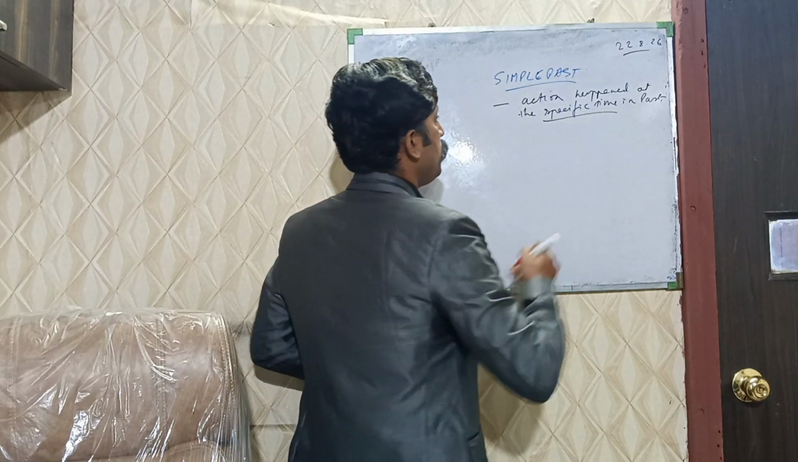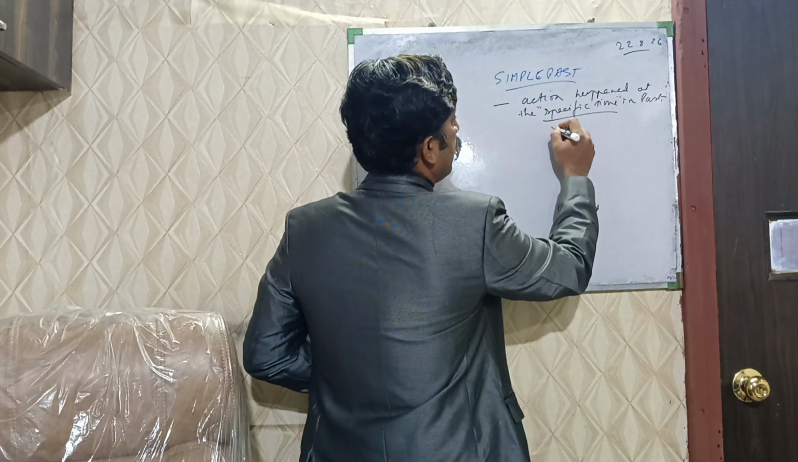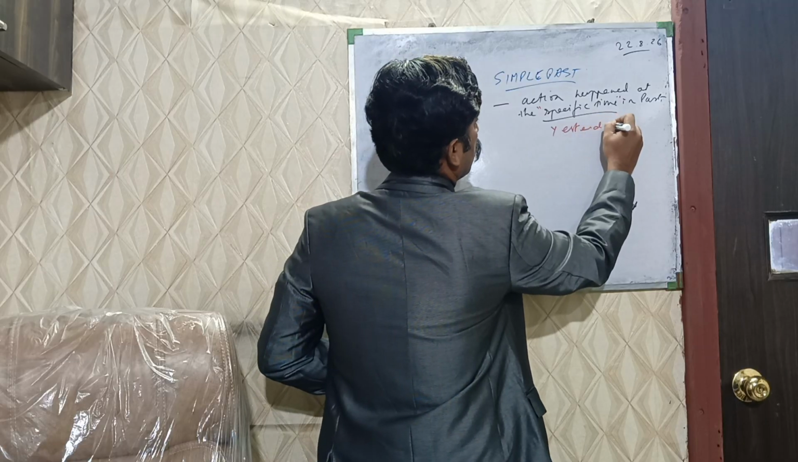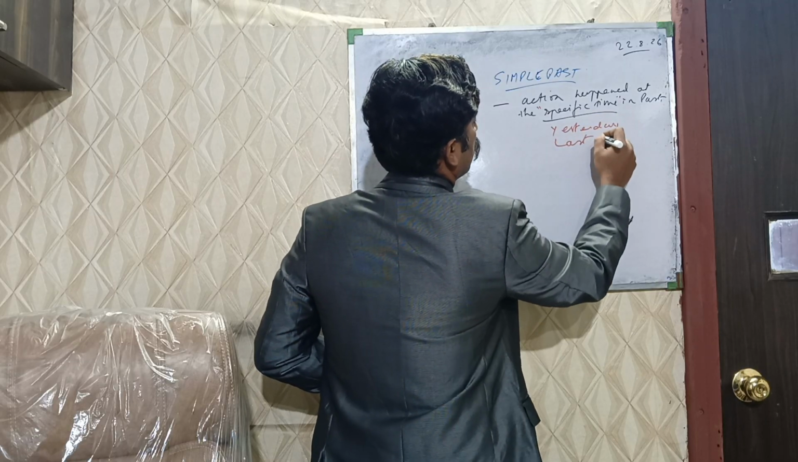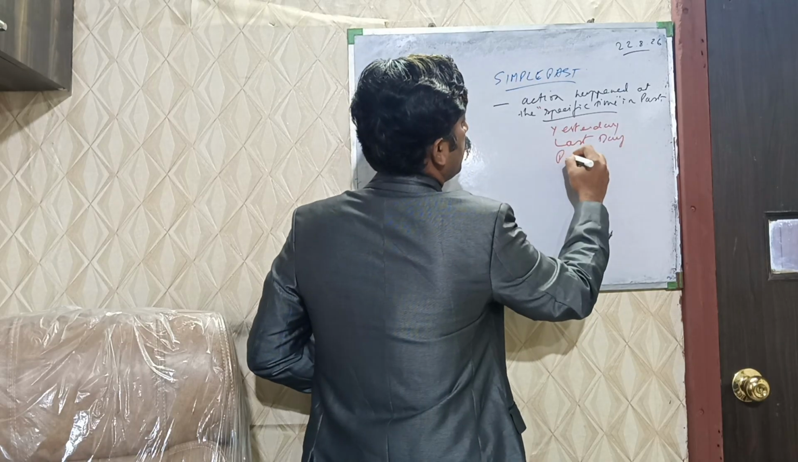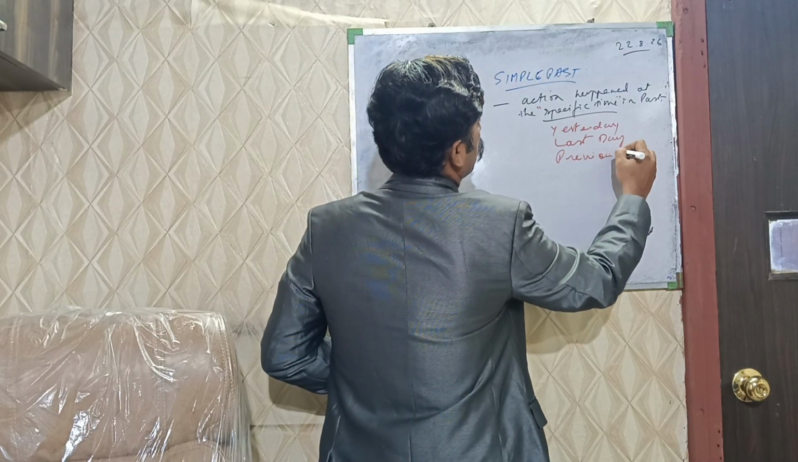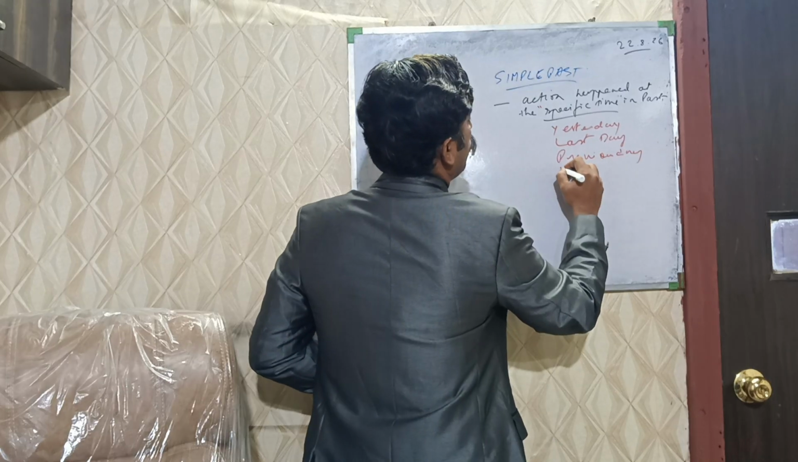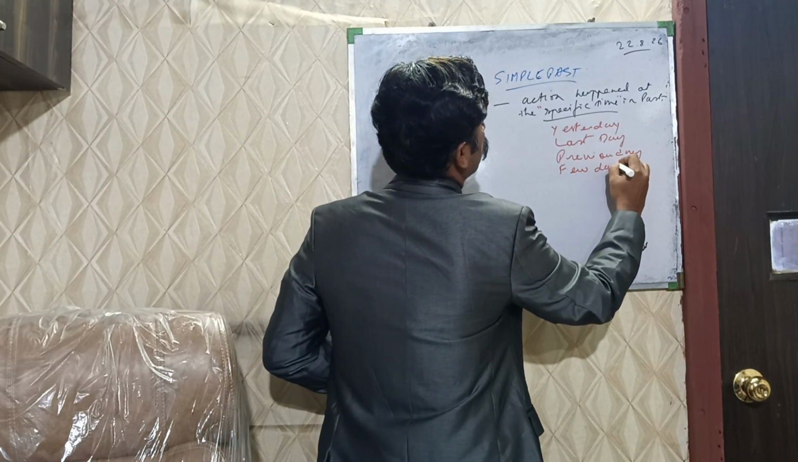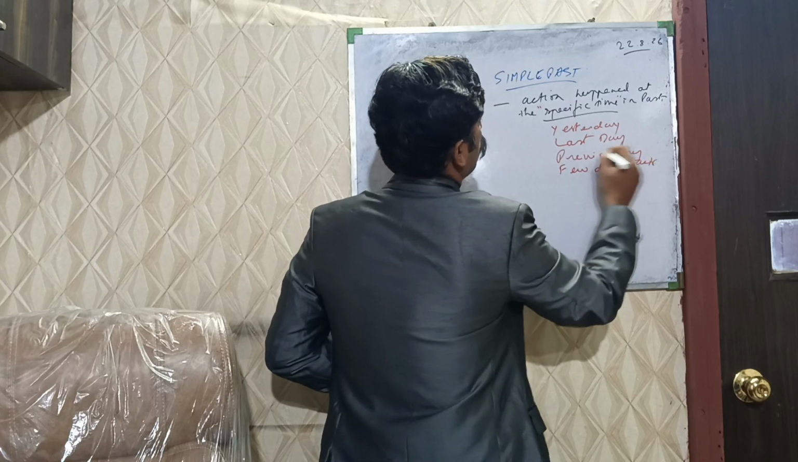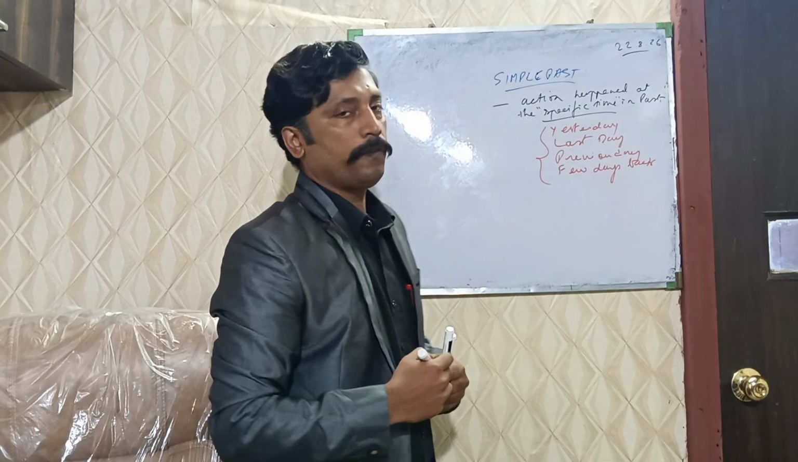The specific time means, like you can say yesterday, last day, previous day, few days back. Okay, so these are the indicators of the simple past tense. The difference is that in the present perfect tense, that was the recently completed action, and simple past tense is an action which completed at a specific time in the past, right?